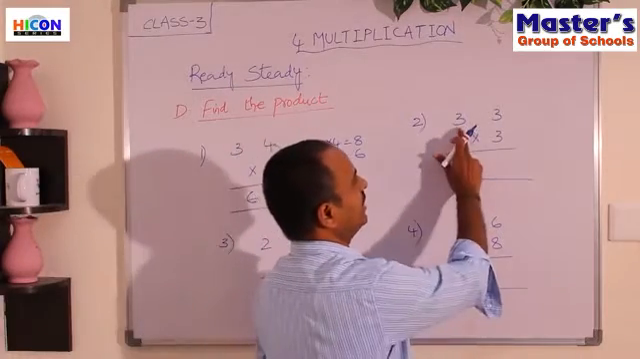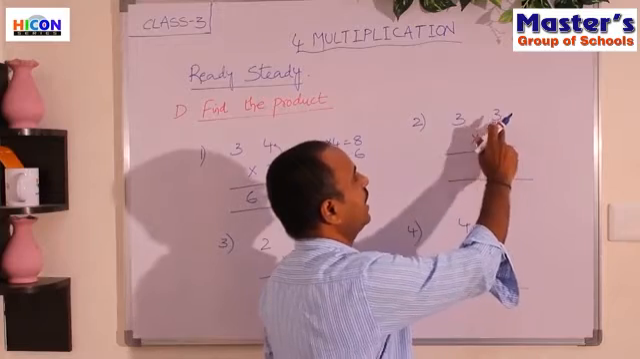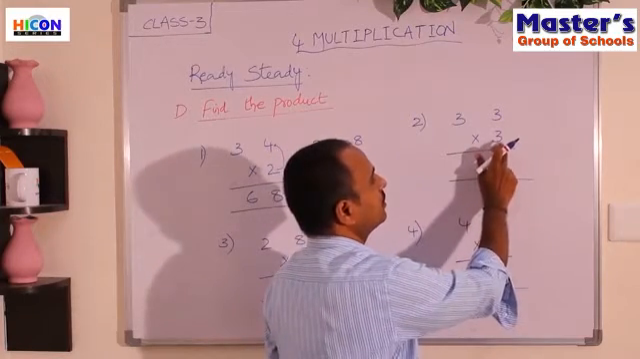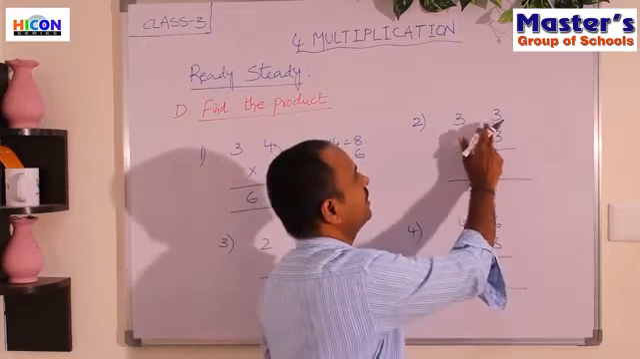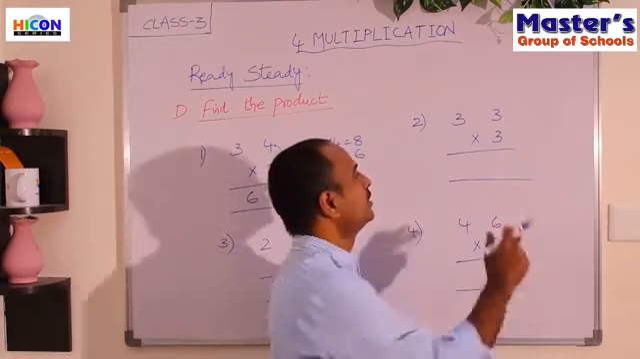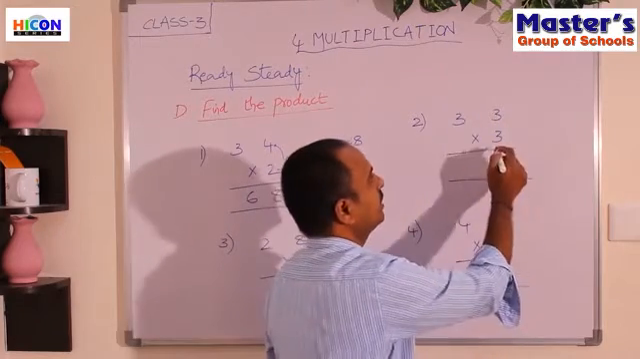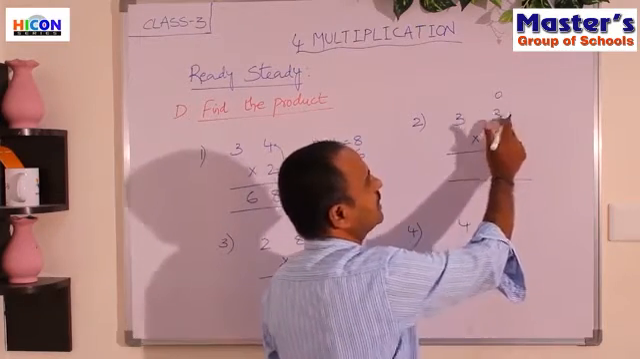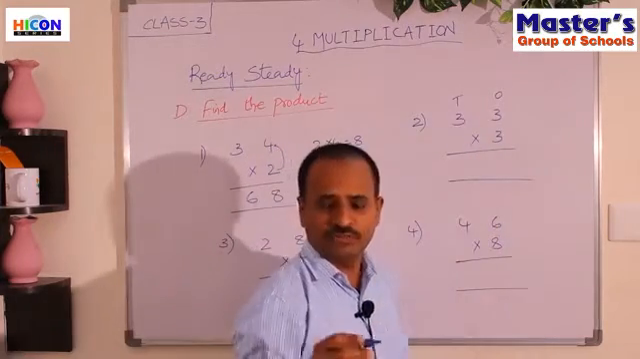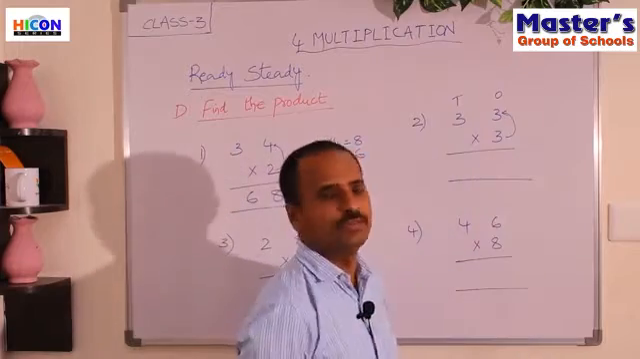Here the given number is 33. What is the given number? 33. And what number is it to be multiplied with? We have to multiply 33 with 3. So here, this is the ones place and this is the tens place. First multiply with the ones place.